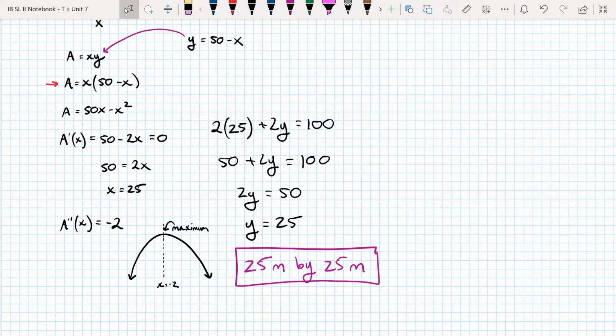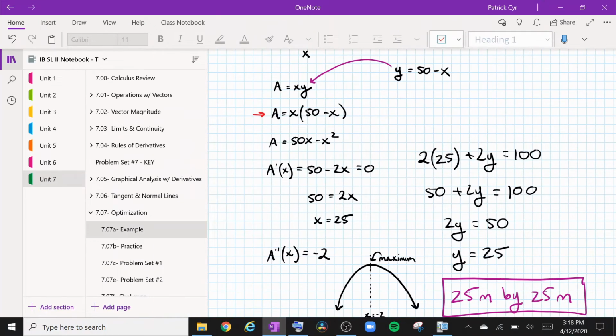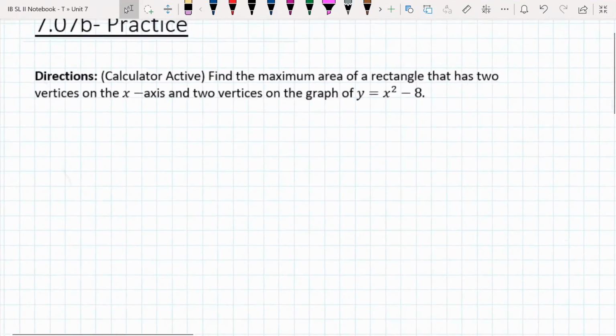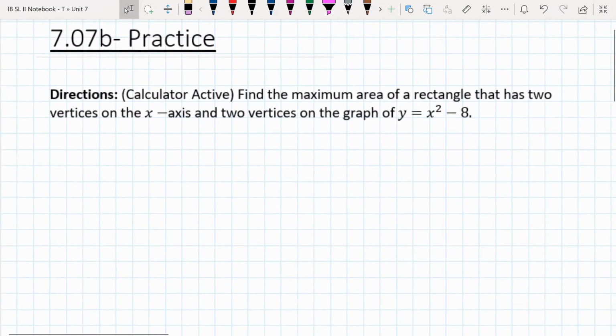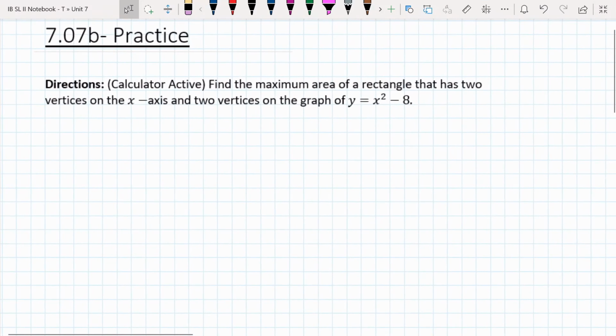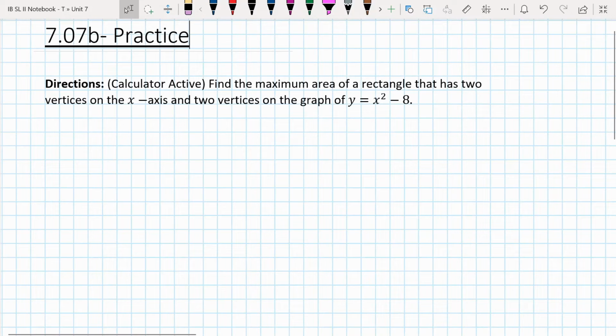So among the rectangles with a fixed perimeter, a square is what maximizes the area. Okay, let's do a practice question. This one's going to be calculator active. So we're going to find the maximum area of a rectangle that has 2 vertices on the x-axis and 2 vertices on the graph y equals x squared minus 8.